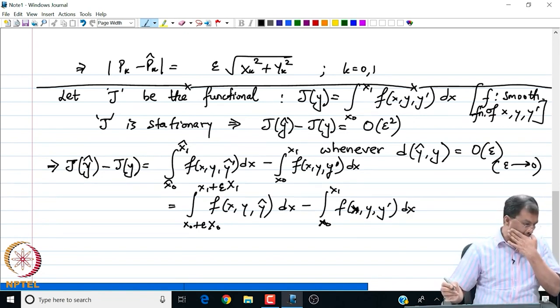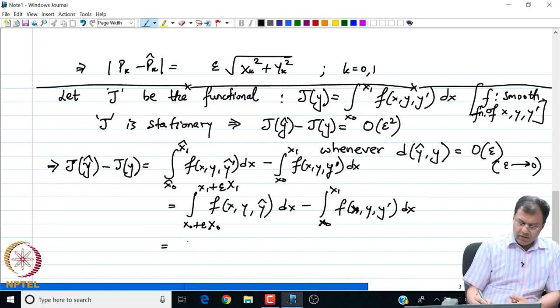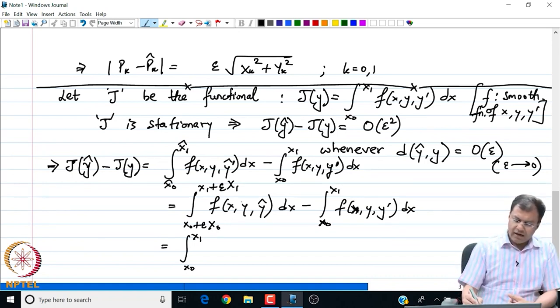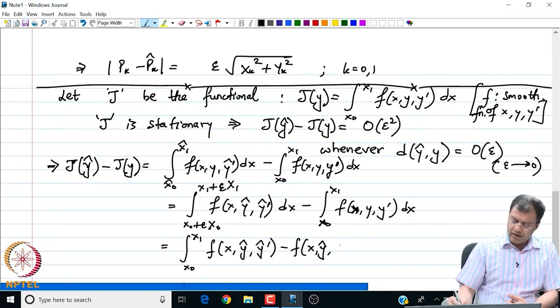Okay. So, let us start. We can simplify this further. Notice that I can break down this first integral into a set of three integrals. In the first integral, let me look at the interval from x naught to x 1, and in this interval I have the common difference, f at y hat minus f at y. So in this interval I have the standard difference. Both the functions are defined in this interval x naught to x 1.